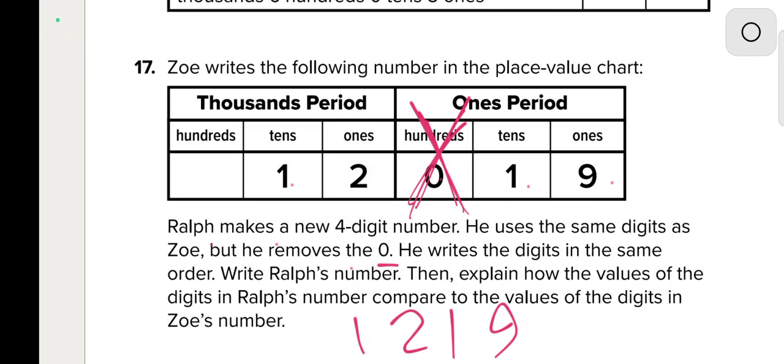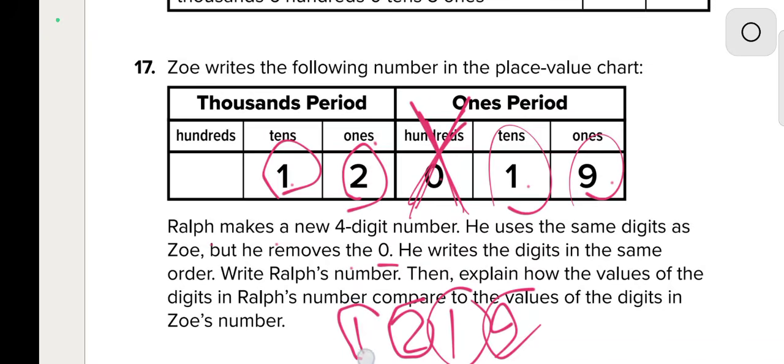Compare them. Okay, 9 in ones, here 9 in ones, 1 in tens, 1 in tens. But here 2 in 1,000, but 2 here in hundreds, right? 1 here in 10,000, but 1 here is 1,000. So the 1 and 2 in Zoe's number are 10 times as much as the 1 and 2 in Ralph's number.